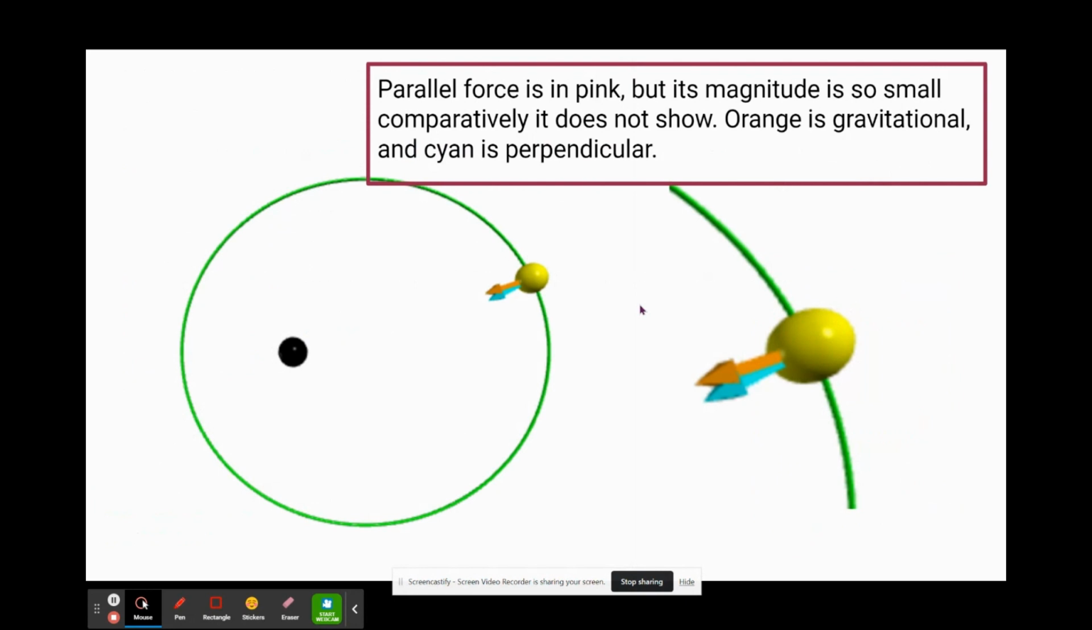So here we have our diagram. It's the free body diagram. Parallel forces in pink, but its magnitude is so small comparatively to our orange and cyan that it just doesn't even show in the visualization. So orange is gravitational and cyan is perpendicular force due to circular motion.